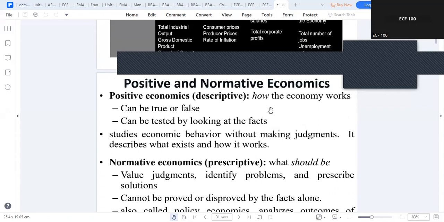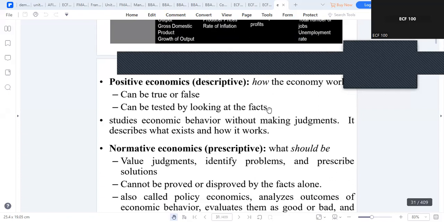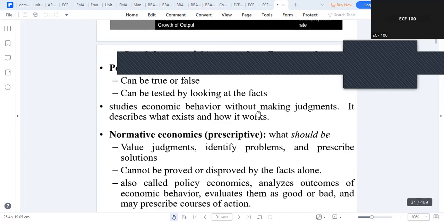Positive economics gives a perspective of: can it be true or false? Can it be tested by looking at the facts? It studies behavior without making judgment. Whereas normative gives value judgment, identifies the problems and prescribes solutions. Of course, the solutions cannot be proven or disproven by facts alone. So normative economics is also called policy economics because it analyzes the outcomes of economic behavior and evaluates them as either good or bad.